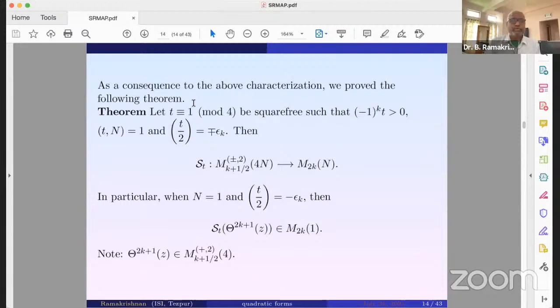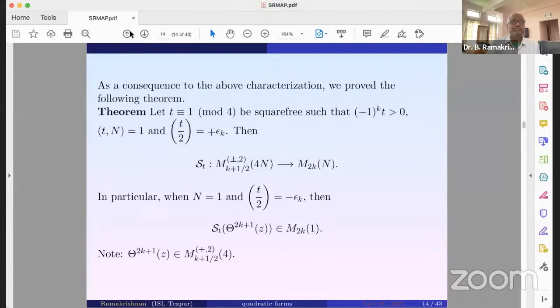So in particular, when capital N equals 1 and t by 2 is minus epsilon equal to 1 and t by 2 is minus, I have to take the minus epsilon K. So therefore, the Shimura map of theta for 2k plus 1 is in M_2k. So therefore, we can get a consequence for certain values of k satisfying this property. Then with this property, I can apply the Shimura map and write this in terms of the basis for M_2k of 1 and find a nice formula.